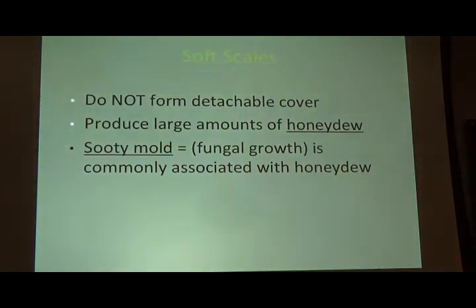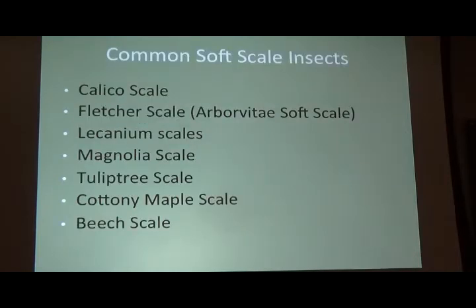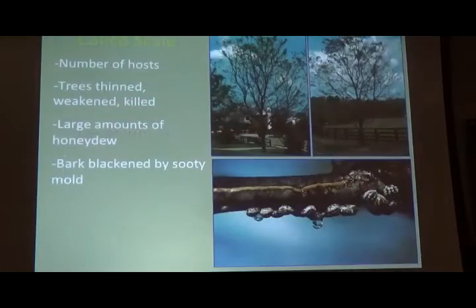Okay, soft scales. We talked about these a little bit. I mentioned that they don't form a detachable cover, but they produce honeydew. And because they produce honeydew, we get a sooty mold, which is a fungal growth that is commonly associated with that honeydew. Some examples of common soft scale insects include calico scale, Fletcher scale, which is also known as arborvitae soft scale, Lucanium scale, magnolia scale, that's the big one that we've been contending with of late. Remember, all of these scales, they feed where? Phloem. Okay? Tulip tree scale, cottony maple scale, beech scale, just to name a few.